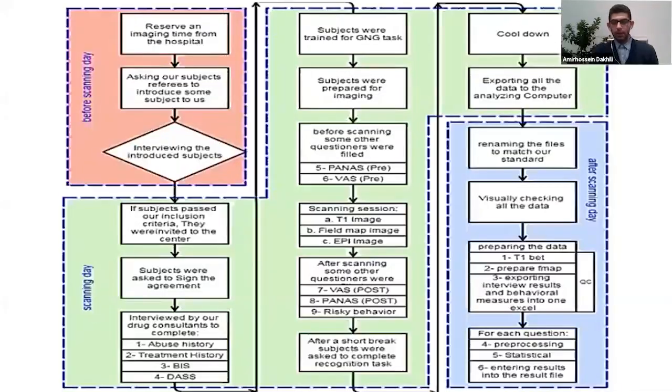So this is the pipeline of the study, and it's important to have a clear and explicit research protocol for an fMRI drug cue reactivity study. As you can see, first, all invited participants were interviewed and assessed by 2 expert psychologists, and before MRI scanning, several measures were administered. Collected data included demographic information, mental status examination, clinical assessments, including drug use profile and treatment history, and also risky behavior profiles. The participants were asked to complete PANAS and VAS tests pre and post scan, and after a short break, they were asked to complete a recognition task. The scanning session also contained T1, field map, and EPI image acquisition.